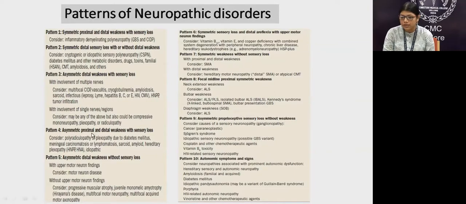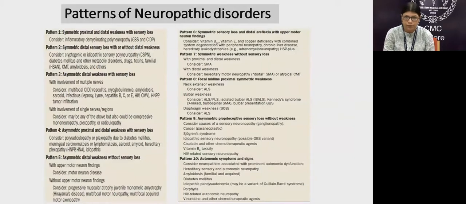The fourth pattern is asymmetrical proximal and distal weakness with sensory loss. They are classical presentation of plexopathy and or polyradiculopathy, and usually the infiltrative disorders cause this form of neuropathic presentation. The infiltration can be because of meningeal carcinomatosis, lymphomatosis, sarcoid, amyloid, or idiopathic. Pattern 5 is asymmetrical distal weakness with sensory loss. Now, this has to be seen with or without the involvement of the UMN signs.